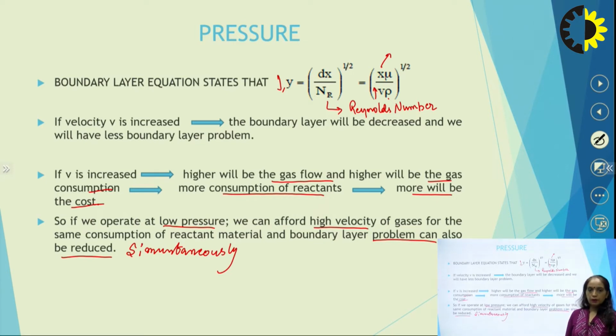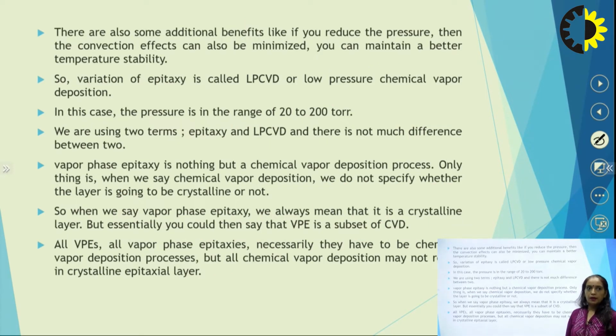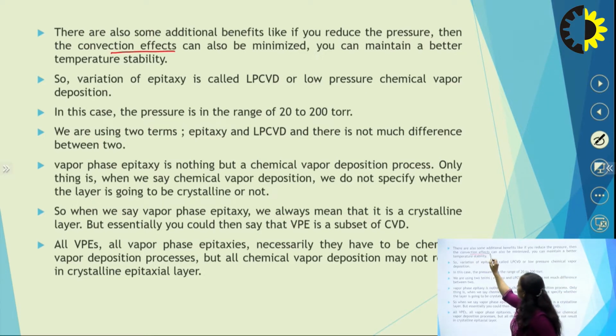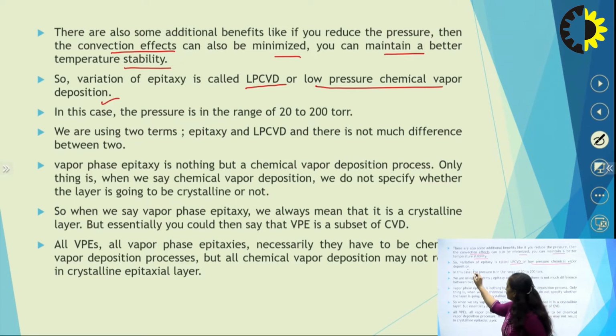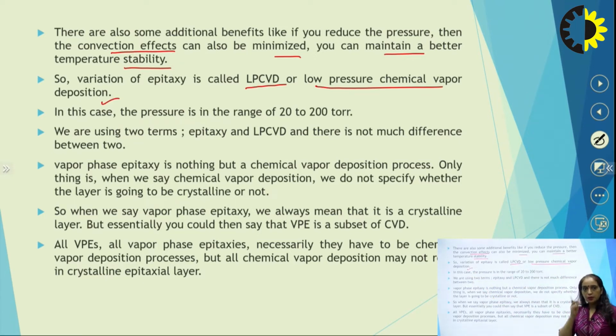So the boundary layer problem can also be reduced simultaneously. There are some additional benefits: if you reduce the pressure, then the convection effects can also be minimized, and you can have better temperature stability, right? This variation of epitaxy, when your epitaxial process is carried out at lower pressure, is also called low pressure chemical vapor deposition, LPCVD, and the pressure for this is 20 to 200 torr.